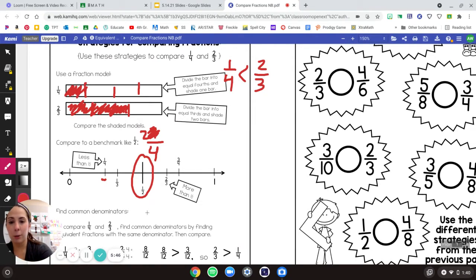So then if we think about thirds, half of a third would be something between 1 and 2, right? So it'd be like 1.5. Well, we know that 2 is bigger than 1.5. So that's why 2 is over here. So that way we can also picture it as 1/4 is less than 2/3.